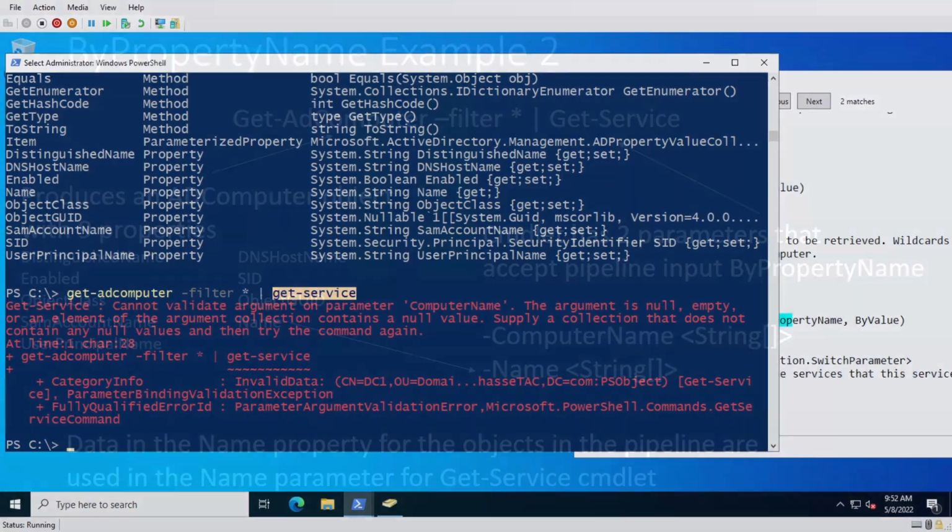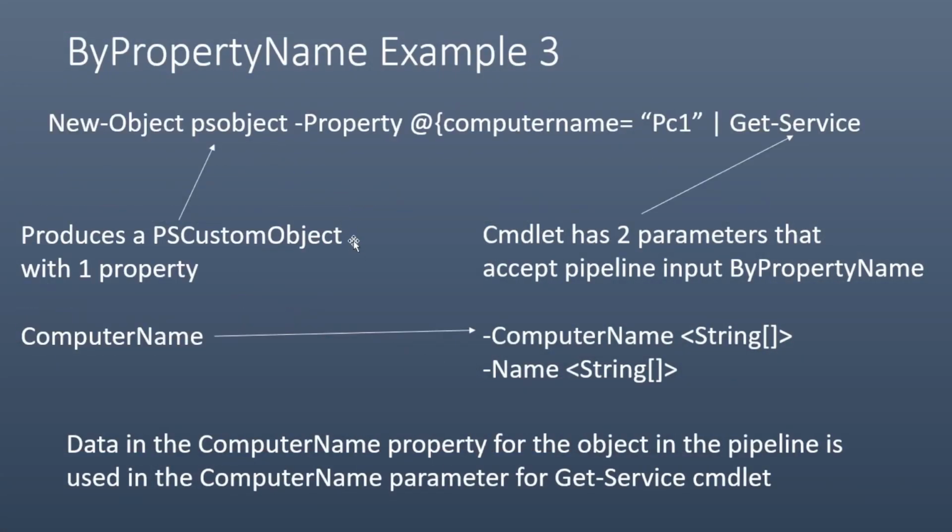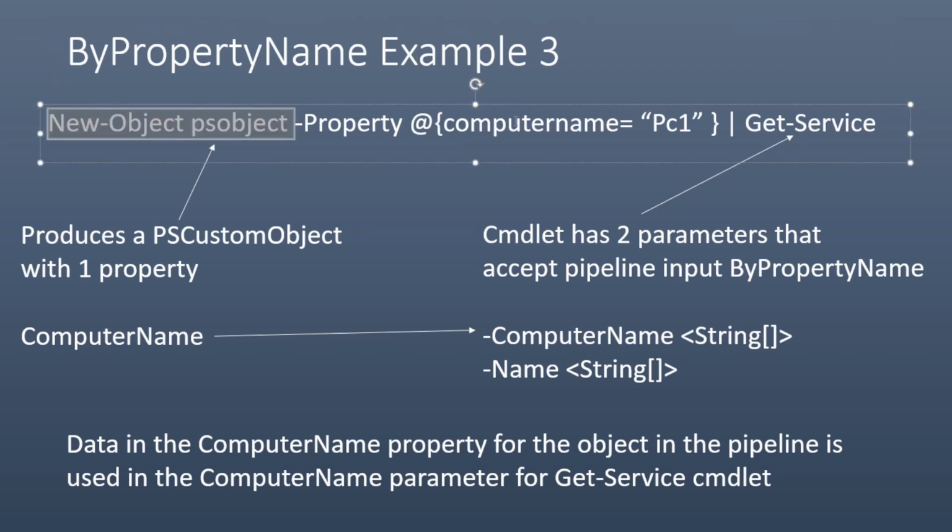All right. So let's go back to our slide deck here and let's look at one more example. In this example, I'm creating my own object. That's in essence what we're up to here. Oh, in fact, I just noticed I have a typo in here. Let me go ahead and fix that. Okay. So I am creating my own object. That's what this does here. I'm creating an object that has a computer name property, and I'm piping that over to the get service commandlet.